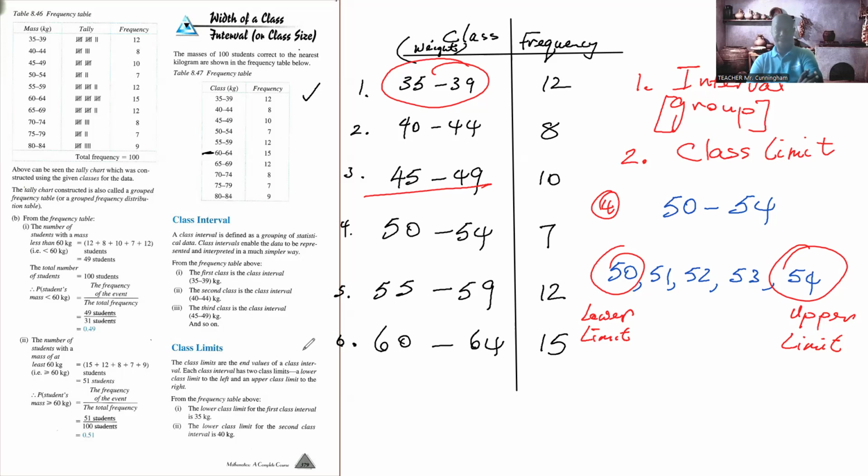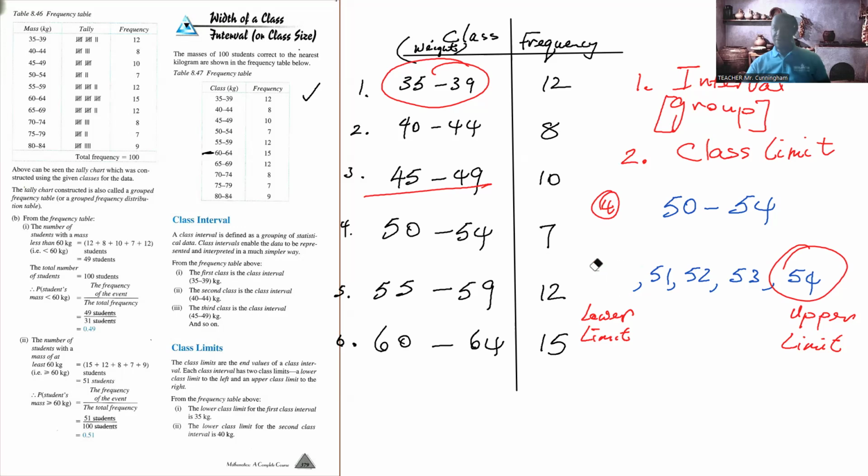Tyrese? Jedediah, what is the... I'm not sure. Yes, the sixth interval. 60. Right, the lower limit. You weren't here last class, but I just gave it, Tyrese. No, sir, I wasn't here last class. Right, so pay attention.